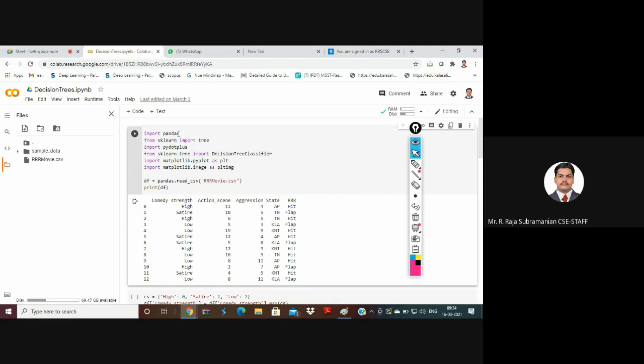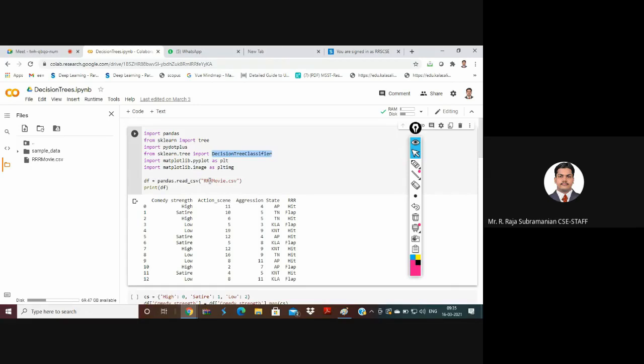So what I actually do is import pandas for uploading my data set, that is the RRR movie. Then I import sklearn. From sklearn I import tree, and this tree module has many tree algorithms, starting from decision trees, random forest, and many others. Next I use pyplot, which is used to save my decision tree image, and this matplotlib plot is for plotting accuracies and so on. And from sklearn.tree I take the DecisionTreeClassifier.